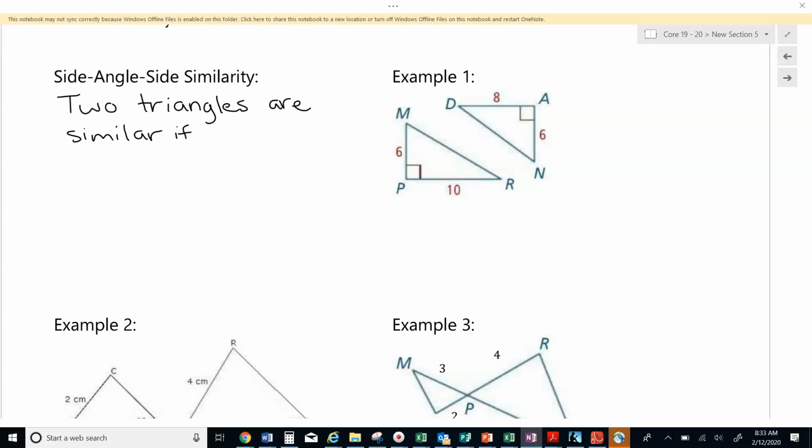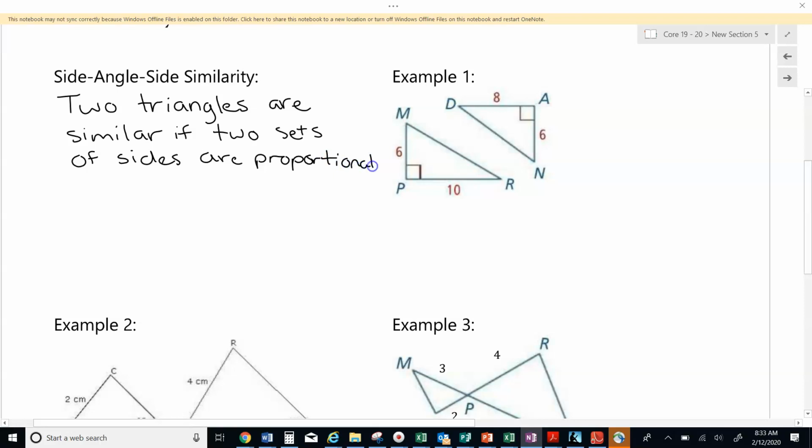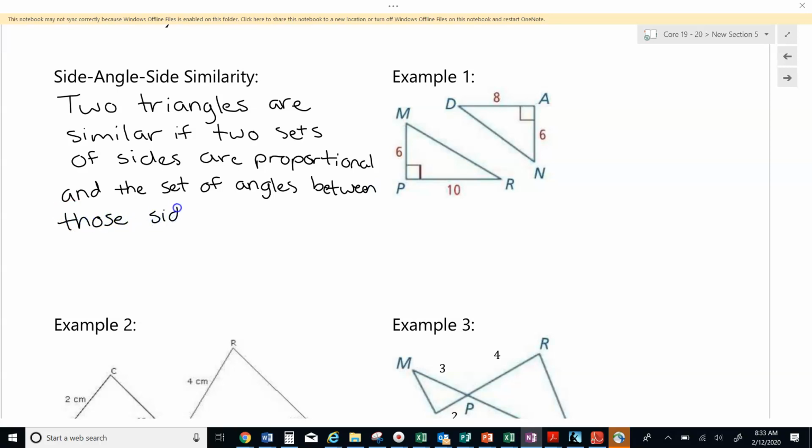if two sets of sides are proportional and the set of angles between those sides are congruent.